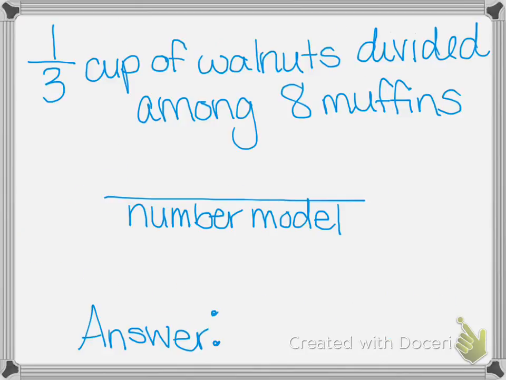Number 2 says, Justice is using 1/3 cup of chopped walnuts for a muffin recipe. If the walnuts are evenly split among 8 muffins, how many cups of walnuts are in each muffin? So we have 1/3 of a cup, and we are dividing it between 8 muffins. And that equals M.